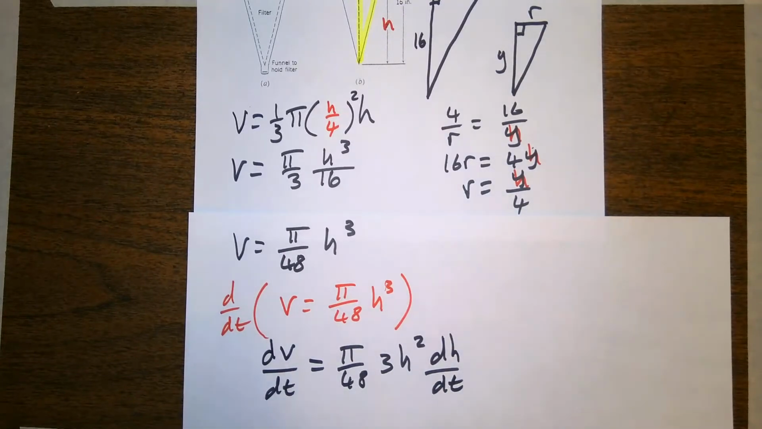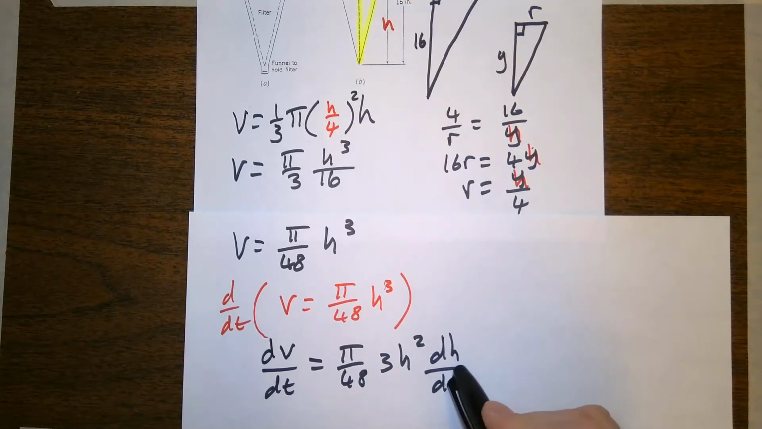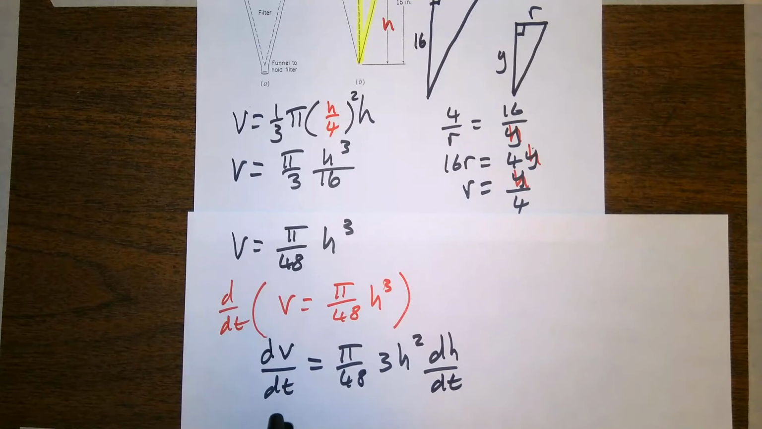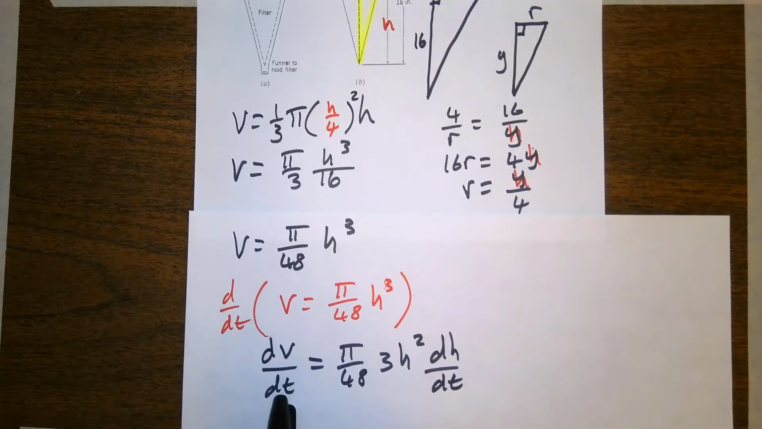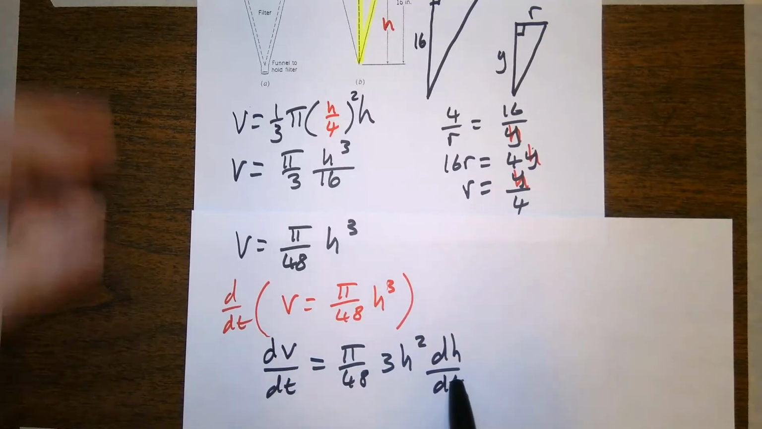Here's my derivative. Now what was it I was trying to find? I'm trying to find how fast is the depth of the liquid decreasing. I'm trying to find dh dt. That's what I'm trying to find, the dh dt. The dv dt I know. The water is flowing out at the rate of 2 cubic inches per minute. I know dv dt. I need to solve this for dh dt.